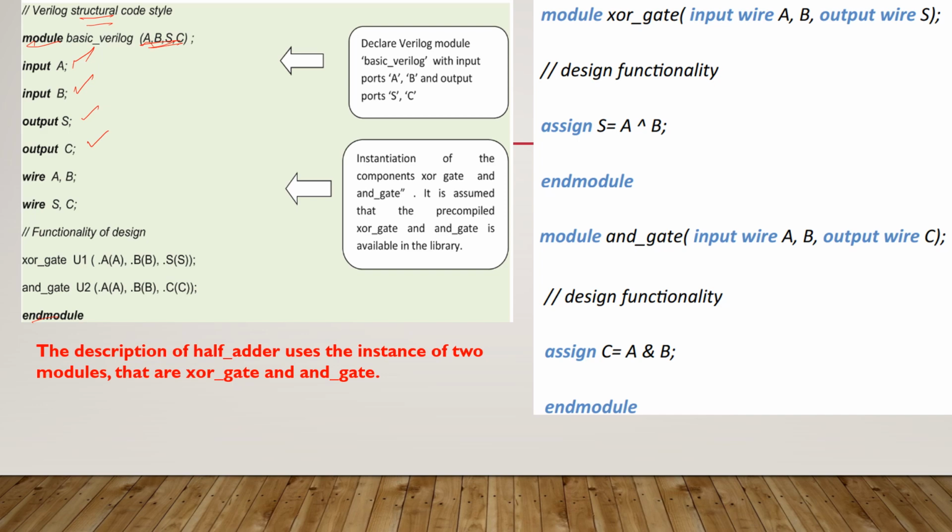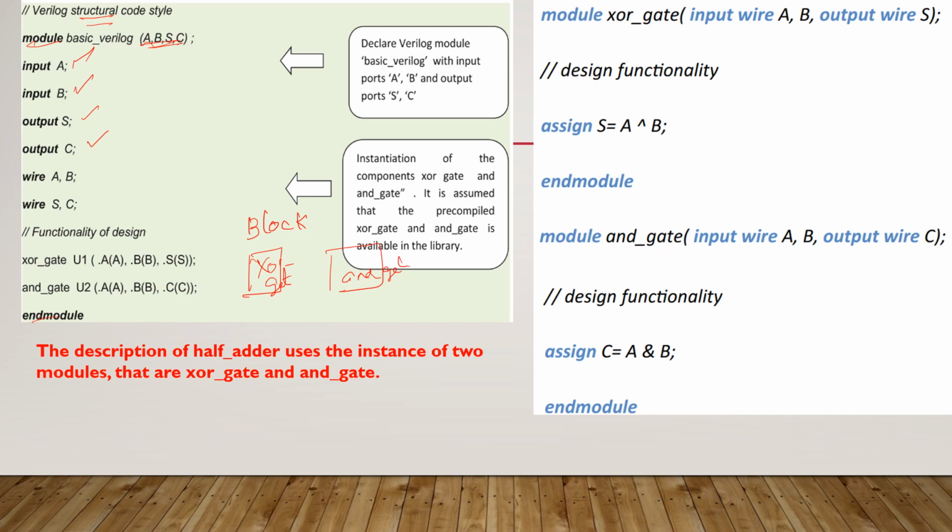Here we are using two blocks. One is called XOR underscore gate, another one is called AND underscore gate. So two block levels you are using for your structural design. So it is a top level module.